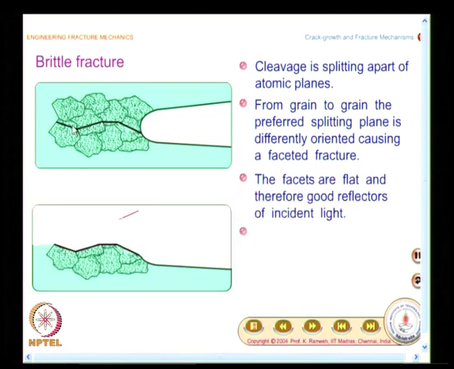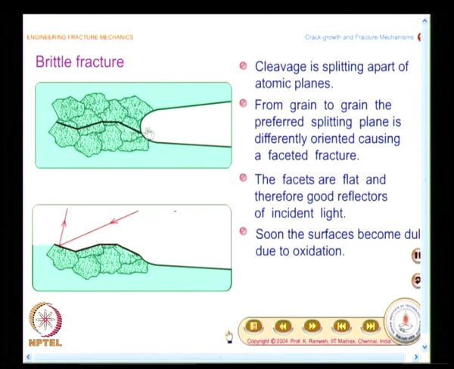So, you have a crack grown like this. At a macroscopic level, you will find the crack has gone straight. At the microscopic level, you will see all these variations, and there are certain characteristic features of the fractured surface.